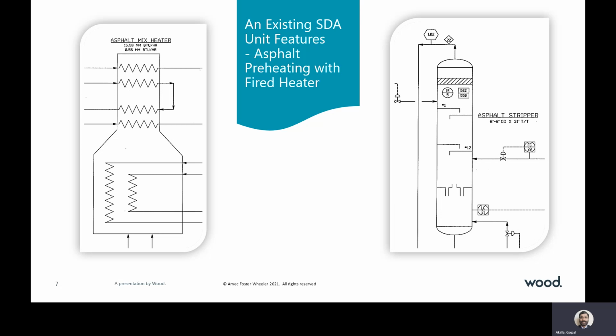Now what about the RDC column bottom stream, which is asphalt solvent mix? The asphalt solvent mix is preheated in an asphalt fired heater, then sent to the asphalt stripper. As I explained earlier, the stripper overheads, which is predominantly solvent, is collected, condensed, and recovered in the LP solvent drum and sent back to the extractor. The bottom of the asphalt stripper is the asphalt product, which is sent to storage or blending.